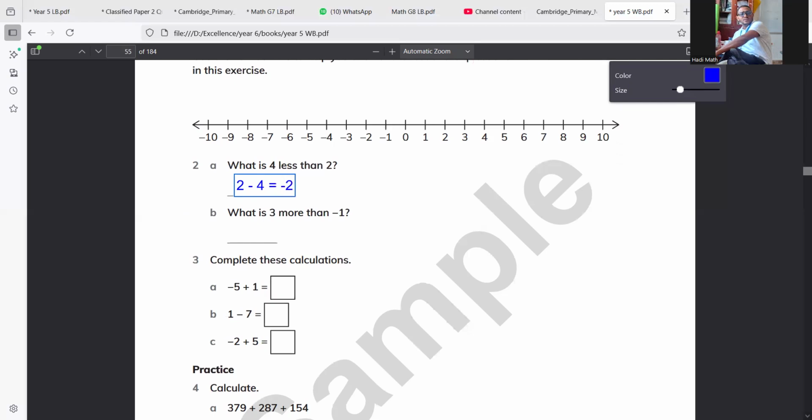Or you could say what? 2 is positive and 4 is negative. They are different signs. You subtract them. Its answer is 2, and you put the sign of the great one. The great one is 4, and the sign of the 4 is what?